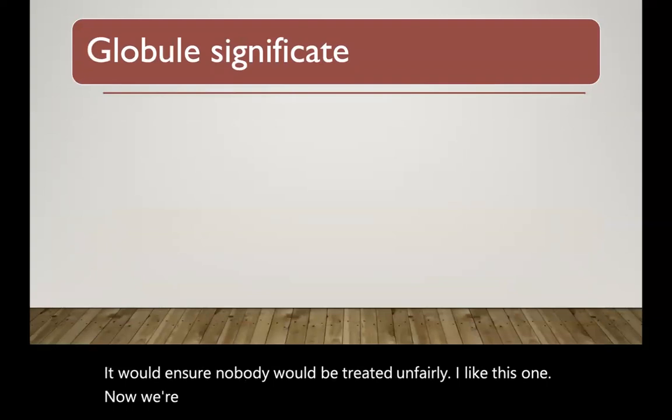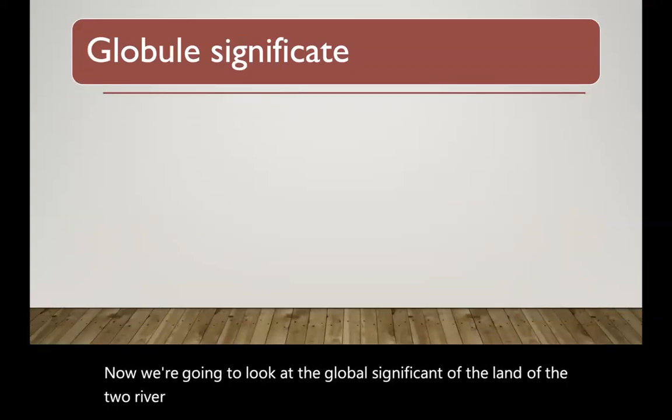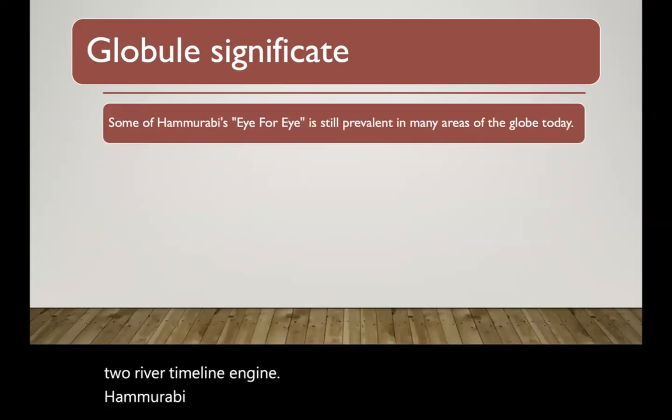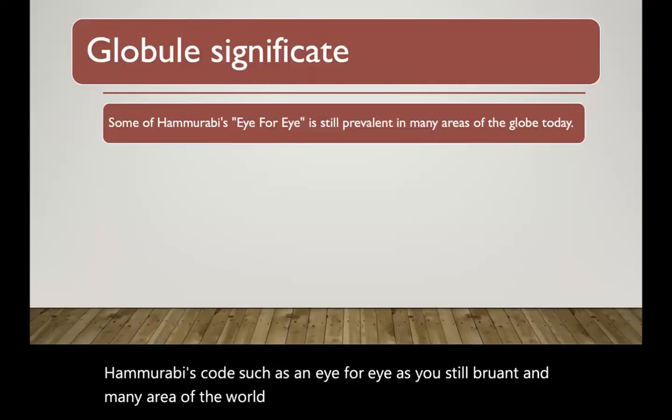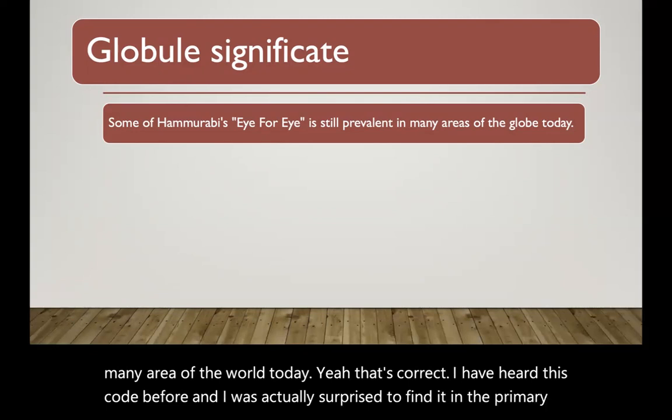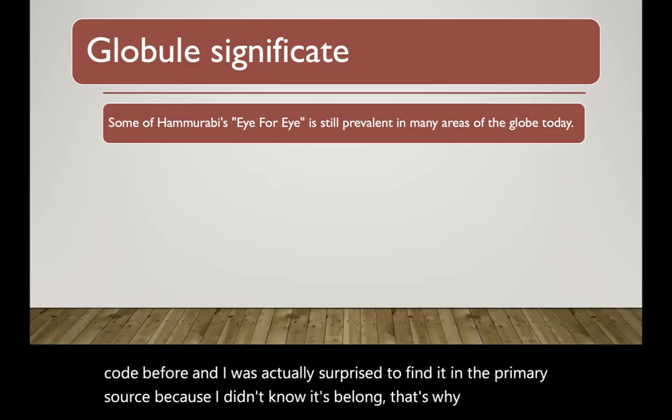Now we're going to look at the global significance of the Land of the Two Rivers timeline entry. Hammurabi's code, such as "an eye for an eye," is still prevalent in many areas of the world today. Yeah, that's correct. I have heard this code before, and I was actually surprised to find it in the primary source because I didn't know it belonged that far back in history.